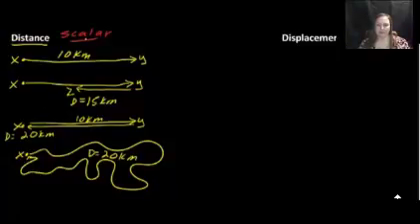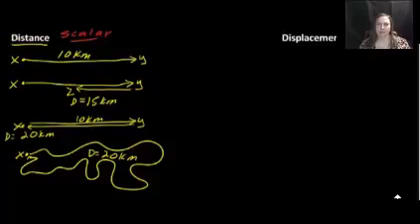Going back to the previous lesson, remember that distance is a scalar measurement because it has a quantity and a unit of measurement. That's all it has. That makes it a scalar measurement. So distance, here's what you want to remember, is the total length of the path traveled from the origin to the ending point, and it is a scalar measurement.